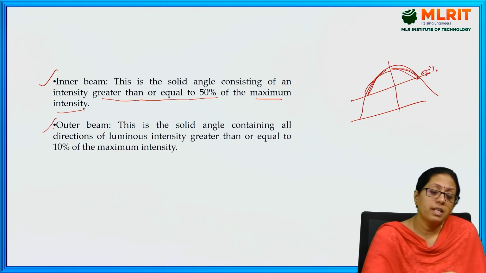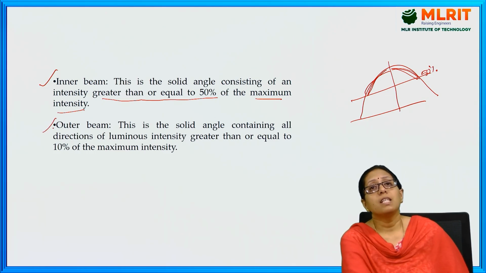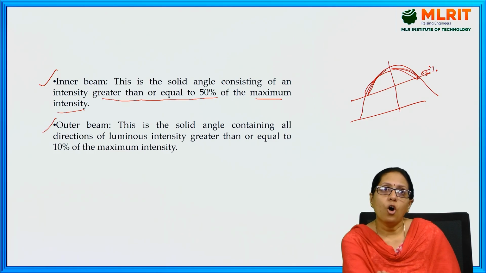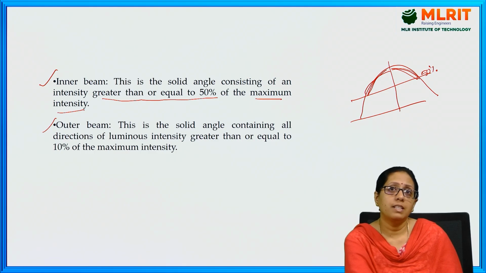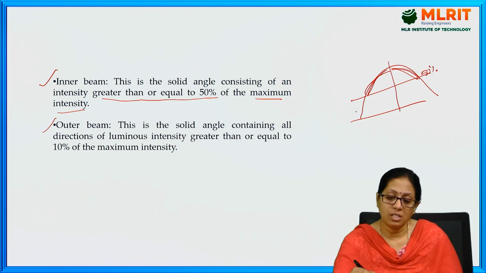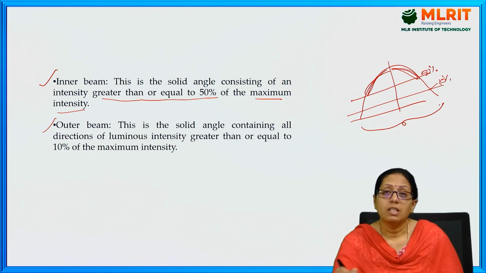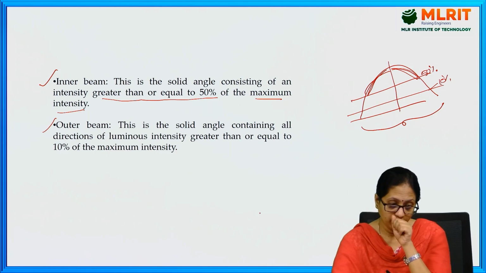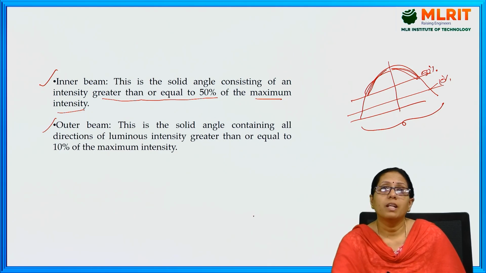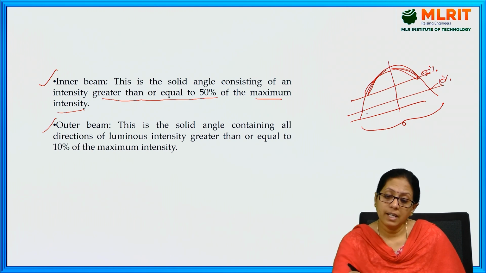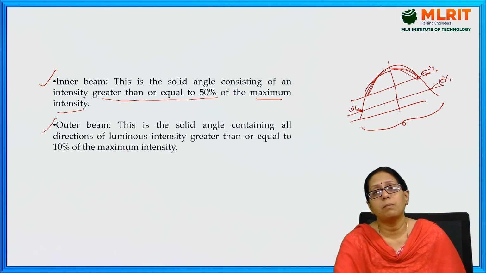The next point is outer beam. This is the solid angle containing all the directions of luminous intensity greater than or equal to 10% of the maximum intensity. Let us take, if this is your 10%, so this indicates the overall outer beam, consisting of all the directions of luminous intensity greater than or equal to 10% of the maximum intensity.